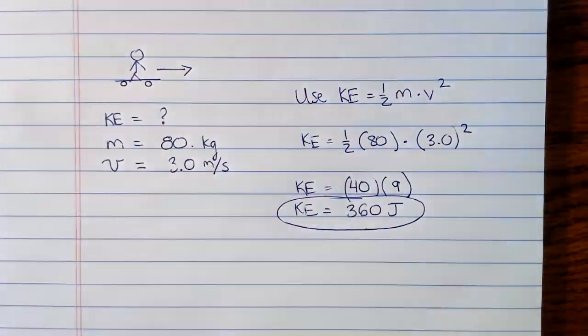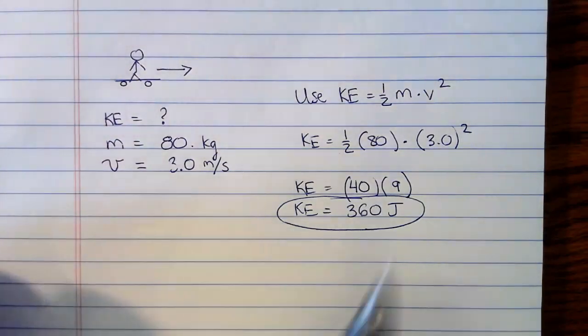All right, you see how I solved that problem? So you can use that as an example. To find the kinetic energy, you've got to take 1/2 the mass times the velocity squared.